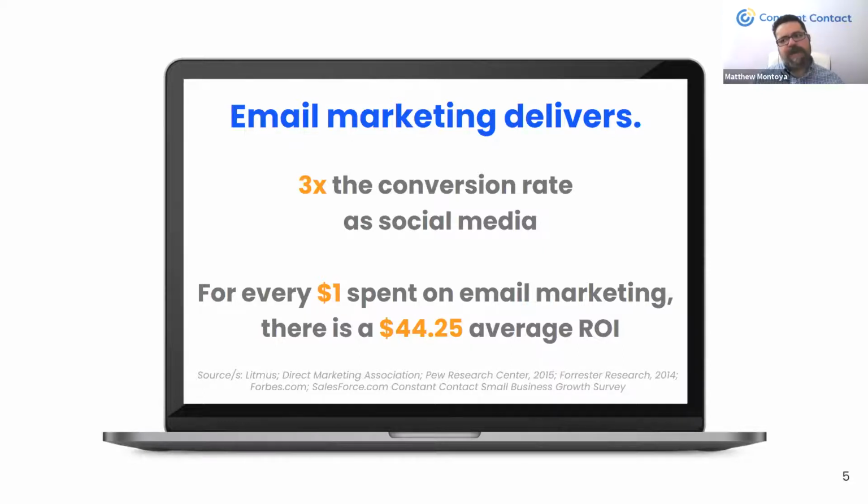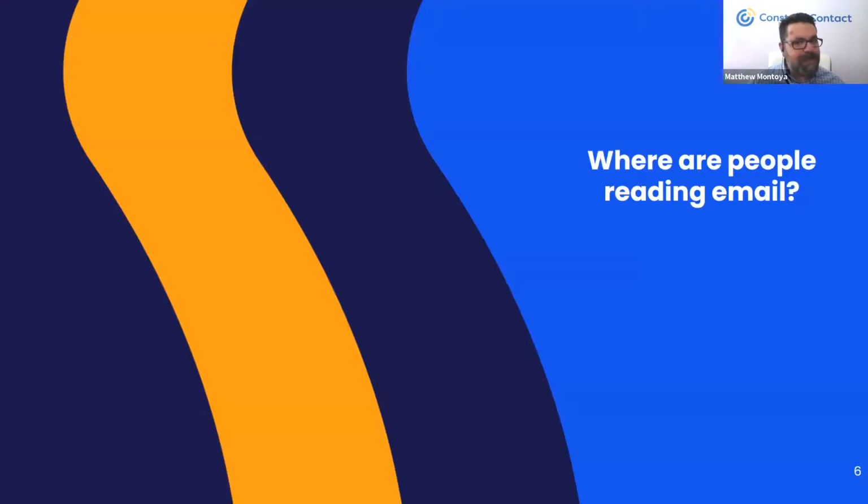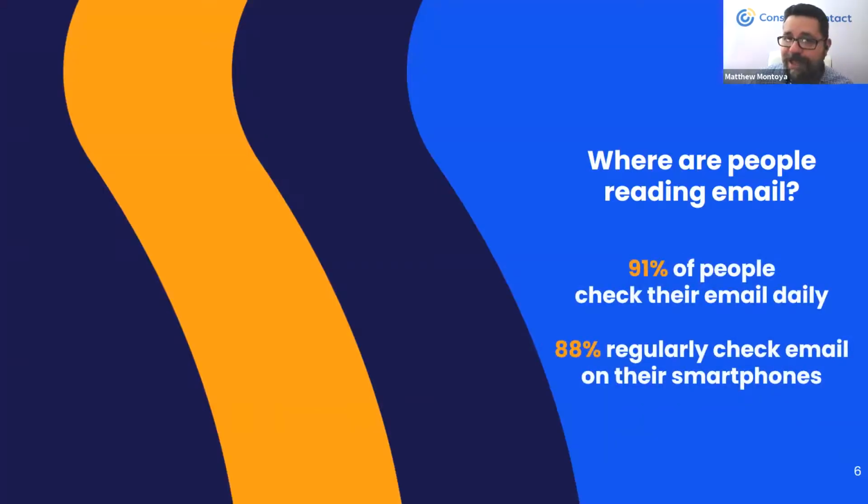But let's get into some of the real education now. So let's first think about where people are reading emails. And again, probably not a big shock. I'd be willing to bet that some of you are looking at your phone right now, looking at email. Who else is doing that? People you're trying to reach. So 91% of people check their email daily. I think that's kind of silly because I can't imagine people not checking their email daily. And certainly 88% of them are checking it on a smartphone.